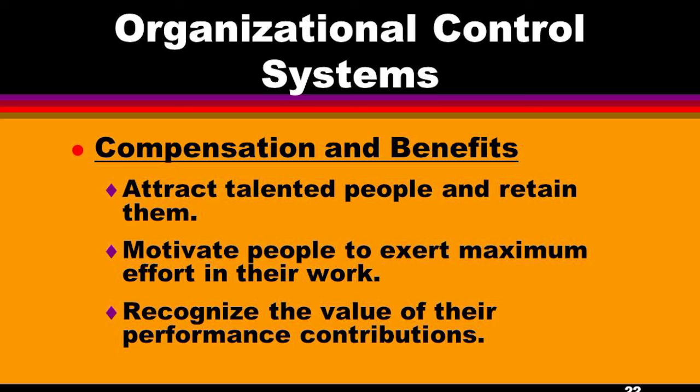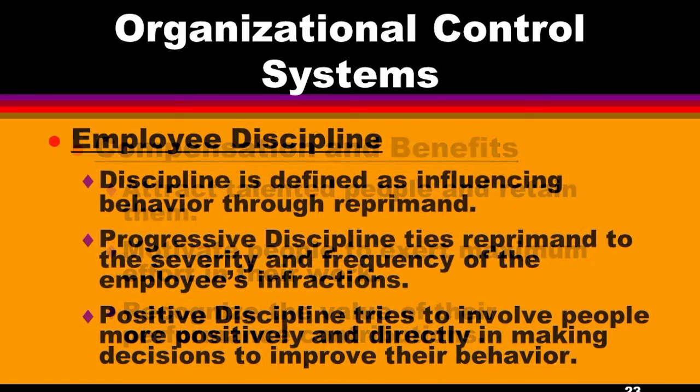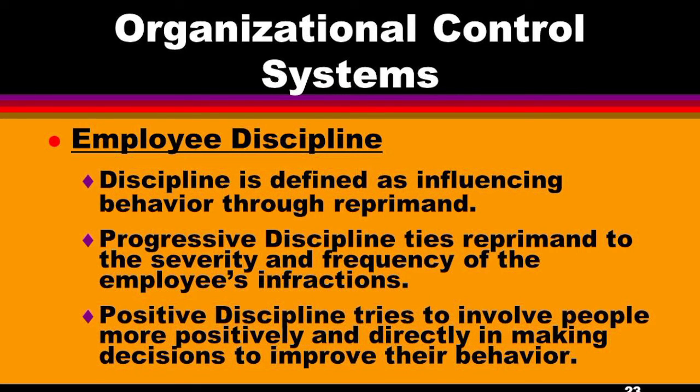Okay, people who worked more, who performed well, will be awarded with cash and gifts in kind. And the employee discipline system is influencing behavior through reprimand. Okay, so if an action will be initiated, it is for those who are below the standard. Discipline ties reprimand to the severity and frequency of the employee's infractions. Okay. So disciplinary actions are taken according to cause and effect.